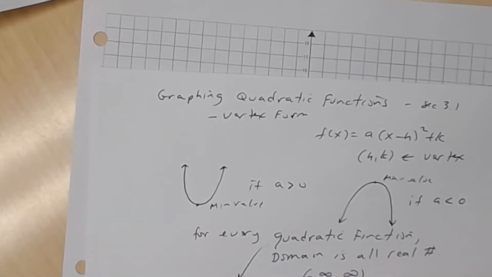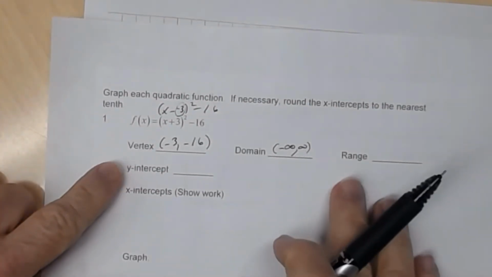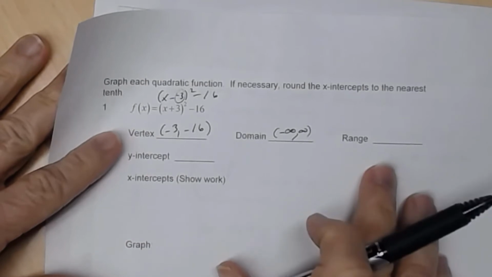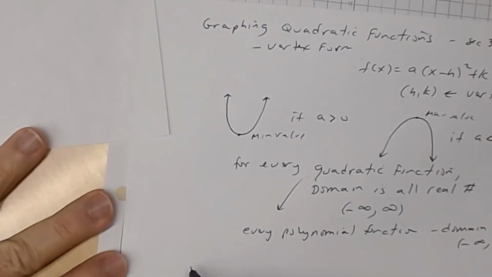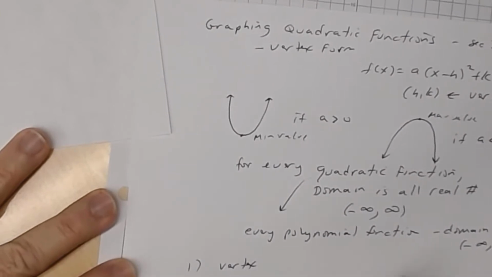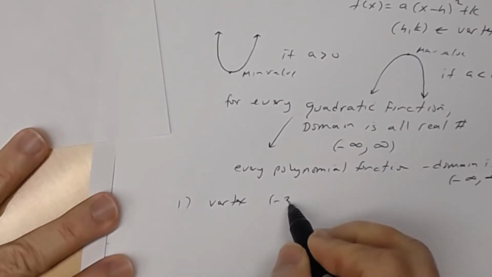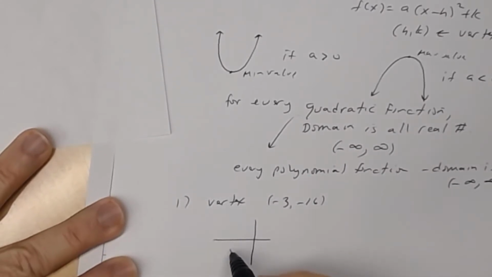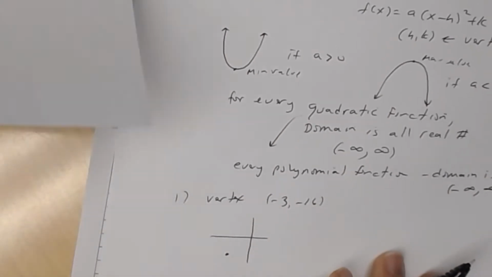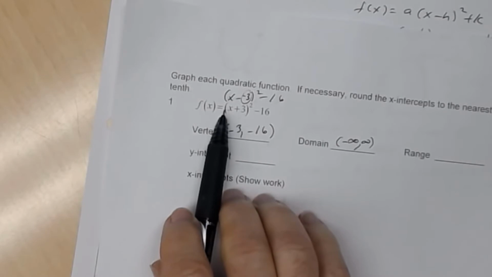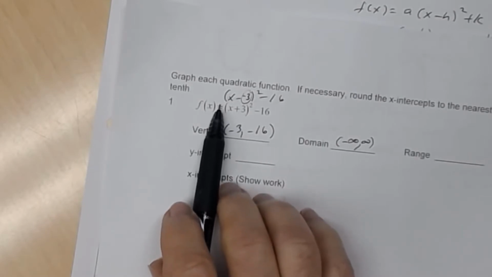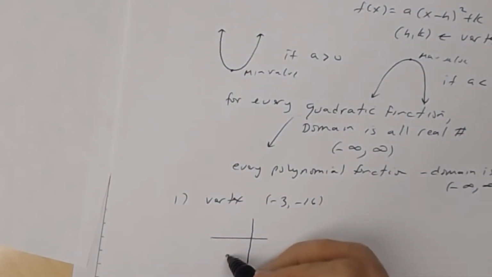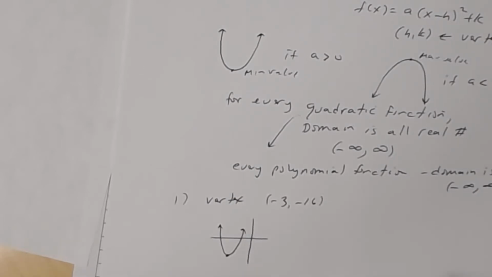So let's talk about the range for number 1. Again, you don't have to graph it just yet to determine this. For number 1, we know that the vertex is (-3, -16), and that is in quadrant 3. And I also know that the parabola opens up here because a in this case is a positive 1. So the parabola is going to open up since a is positive.